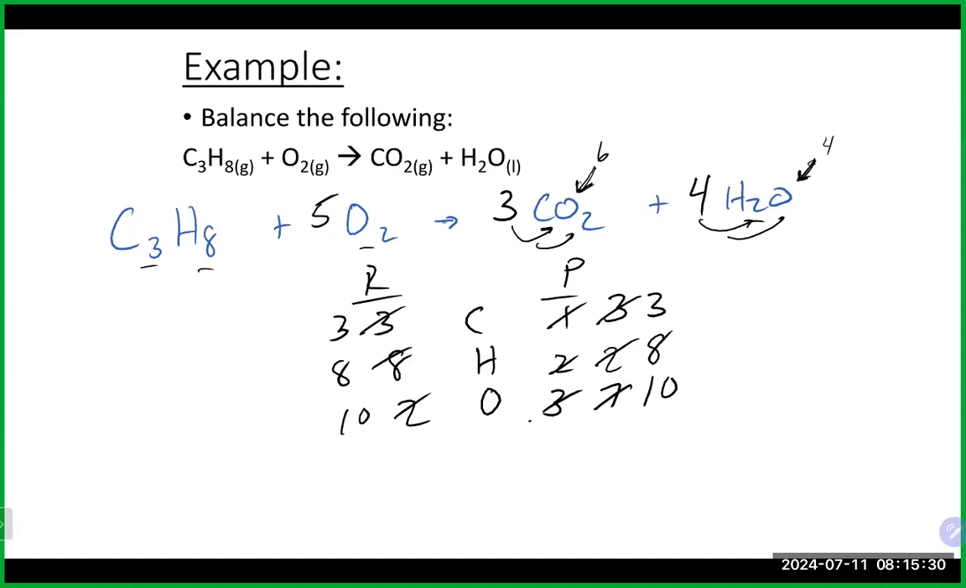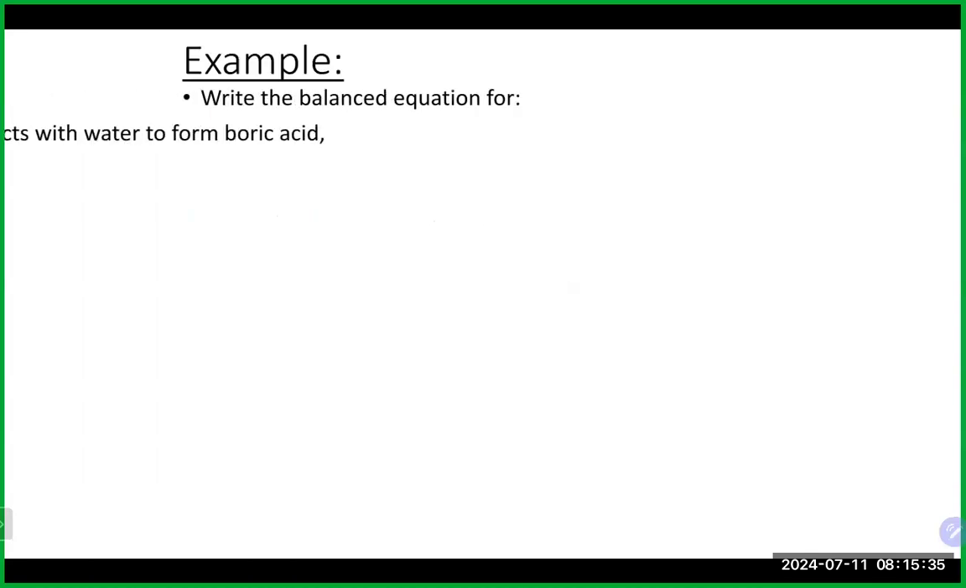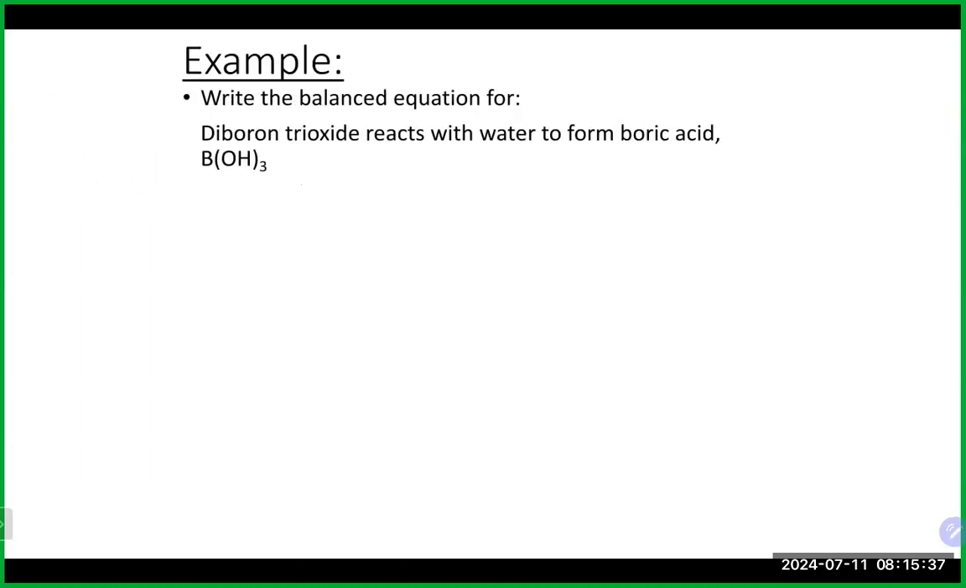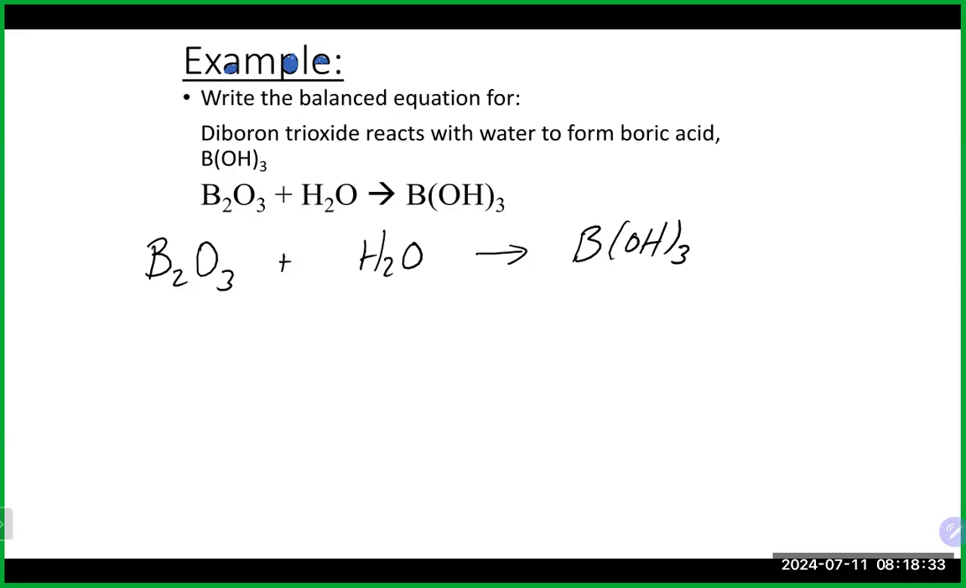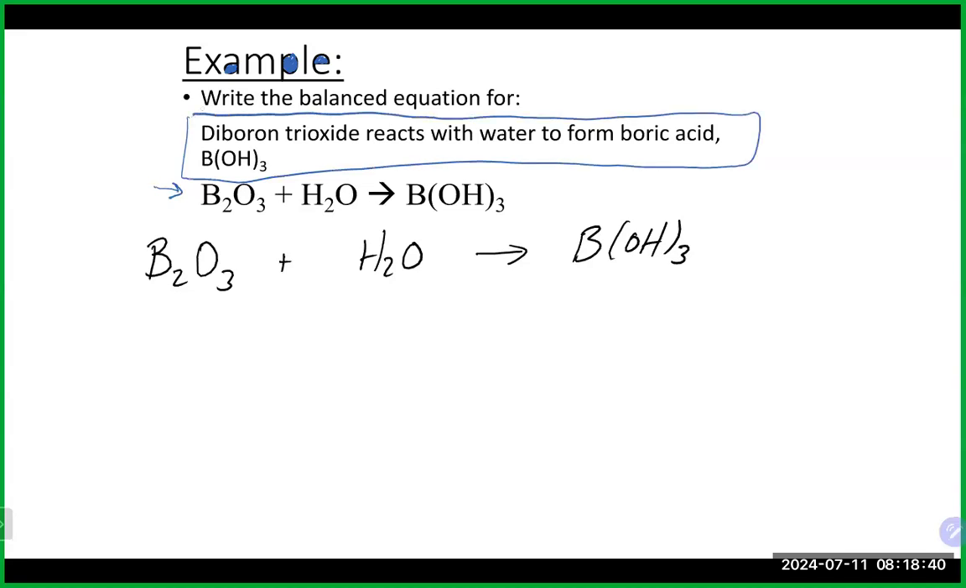All right, so let's take a look at a few more here. Why don't you balance up this one here and see what you end up with? And although I did sort of give you the formula up front, a reminder that if you are given something like this, again, all in words, the first thing that you want to do is make sure you get the correct formulas. So diboron trioxide, that's a type 3, so that's some prefixes. So we have our B2O3, reacts with water, which is H2O, and boric acid, which is B(OH)3.